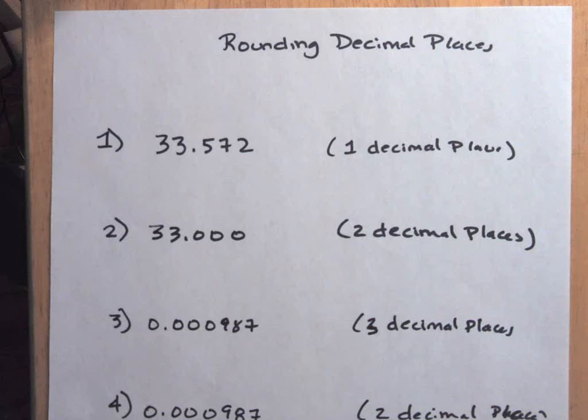Welcome to the video on rounding to the correct number of decimal places. This is the skill that you need after performing an addition or subtraction, when you're trying to round to the correct number of sig figs. The correct number of sig figs in the case of addition and subtraction is the least number of decimal places.